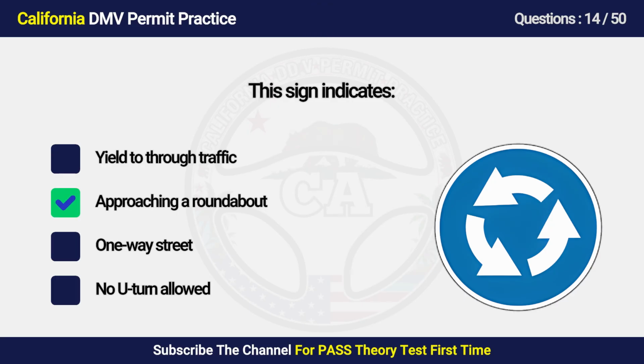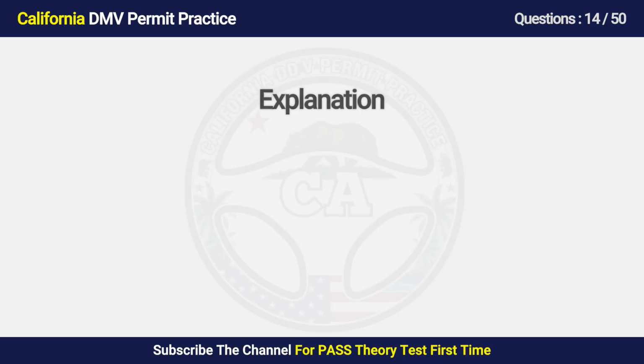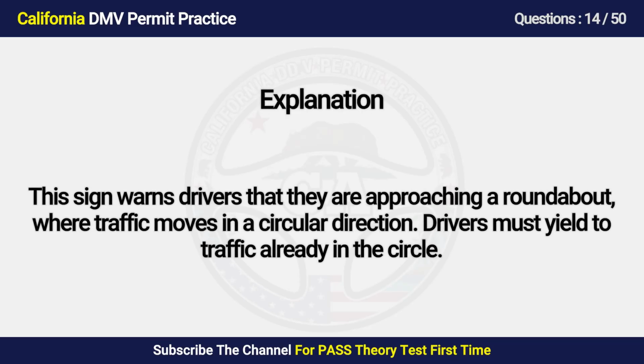Answer is B. Approaching a roundabout. This sign warns drivers that they are approaching a roundabout, where traffic moves in a circular direction. Drivers must yield to traffic already in the circle.